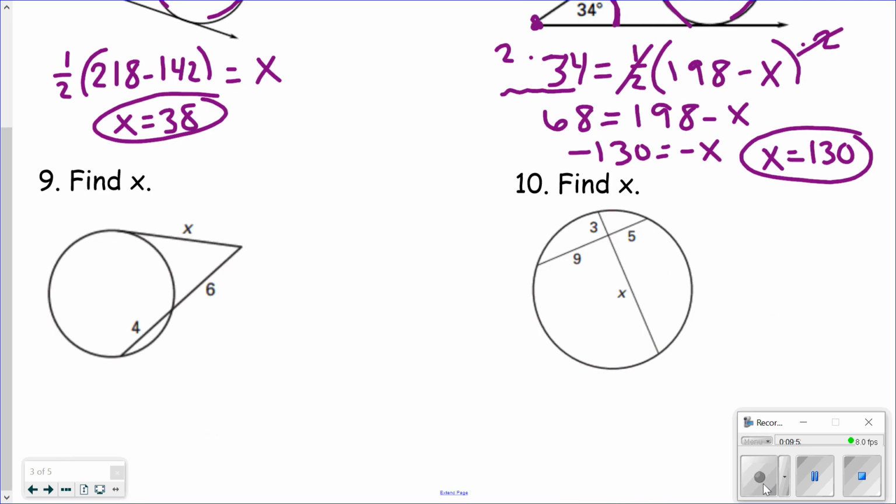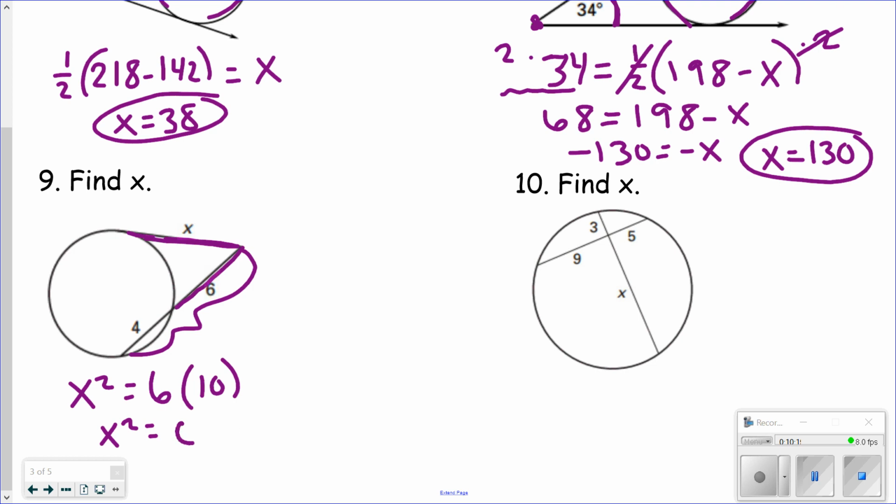Number 9, we want to find x. So here we have a tangent and a secant. So that equation would be taking this part of our tangent and squaring it. So x squared is equal to we want to look at the outside part of our secant, 6, multiply it by the entire secant, which 6 plus 4 is 10. So we end up getting that x squared is equal to 6 times 10, which is 60. And so x then is equal to the square root of 60, which is approximately 7.75.